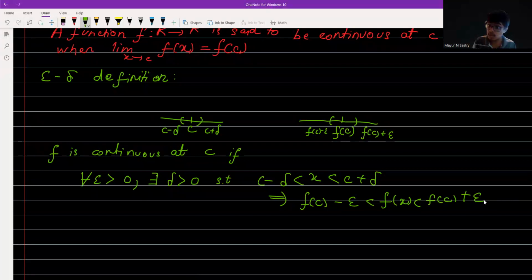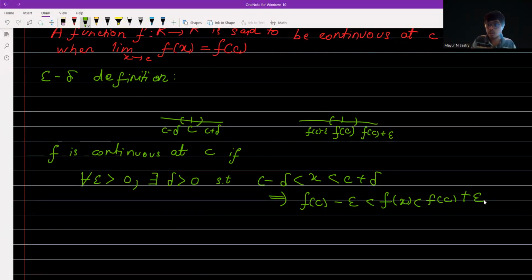So trying to say this again, given a neighborhood around f of c, however small it may be, I must be able to produce a neighborhood around c such that whenever x is in that neighborhood, f of x is in the epsilon neighborhood of f of c. This is precisely what we want to say by saying f is continuous at c.